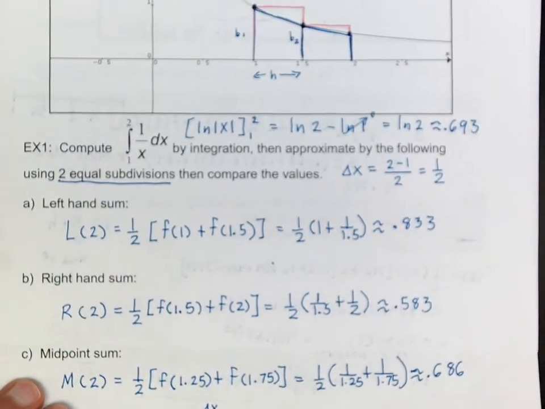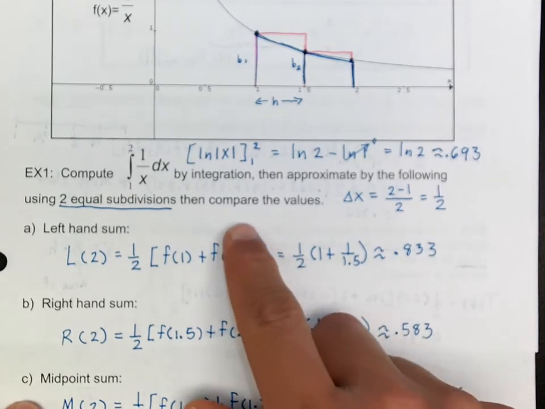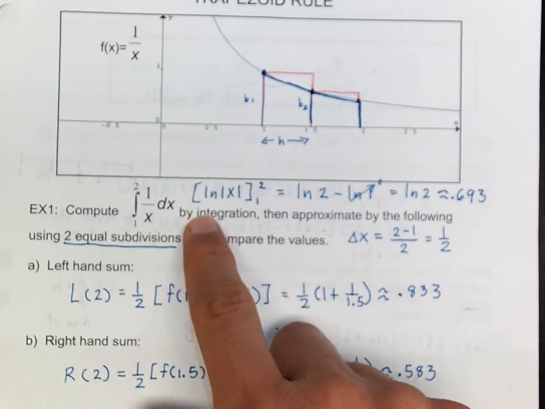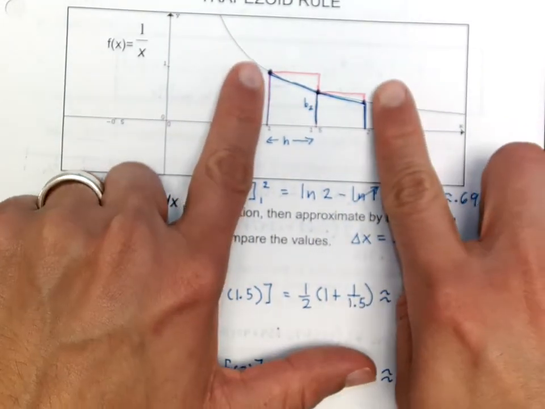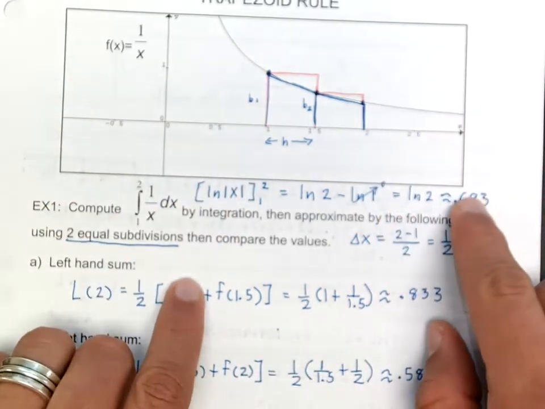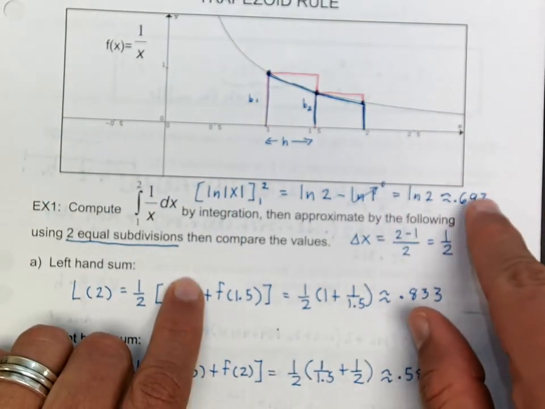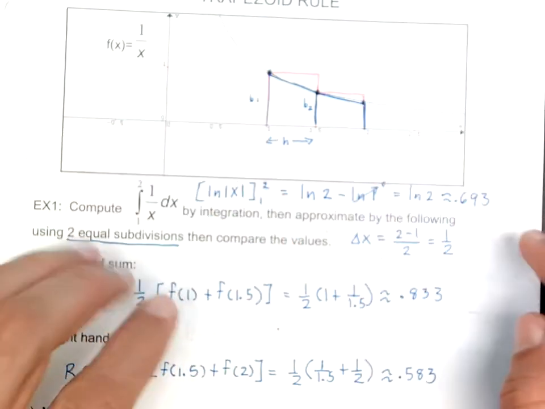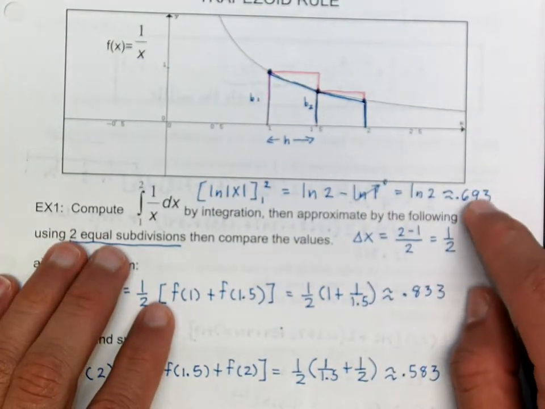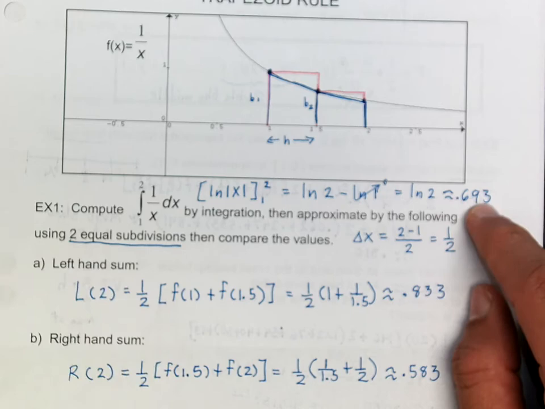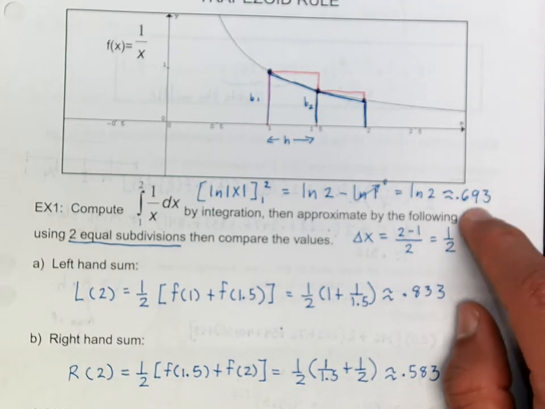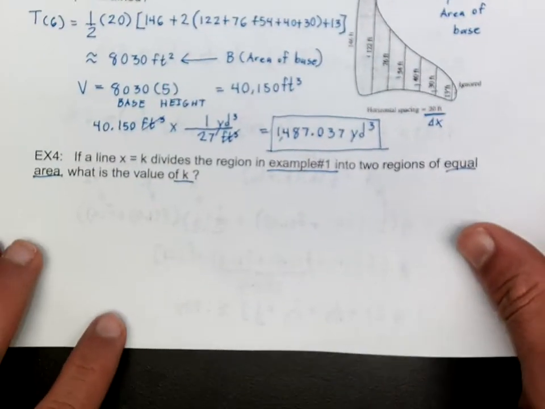In example 1, we did all this, but the reality is the area under the curve between 1 and 2 is this, what I found earlier. So that's the area of that. Now what they want me to do is split this in half. There's a line on here that splits this area directly in half. So I'm going to get half of that number.